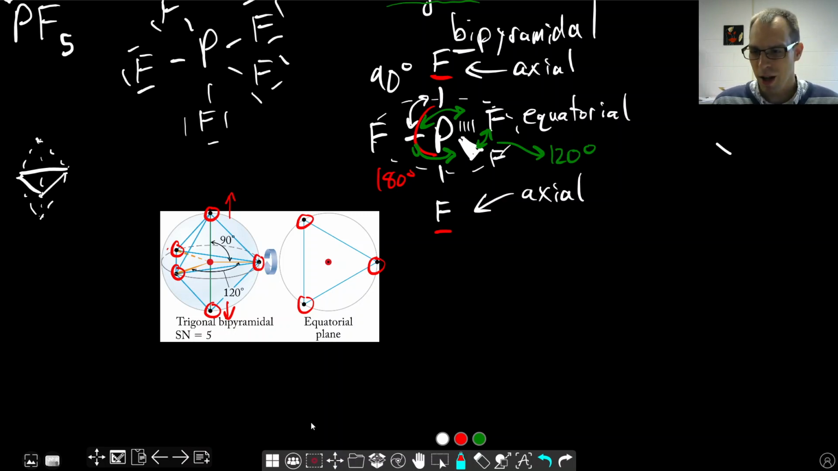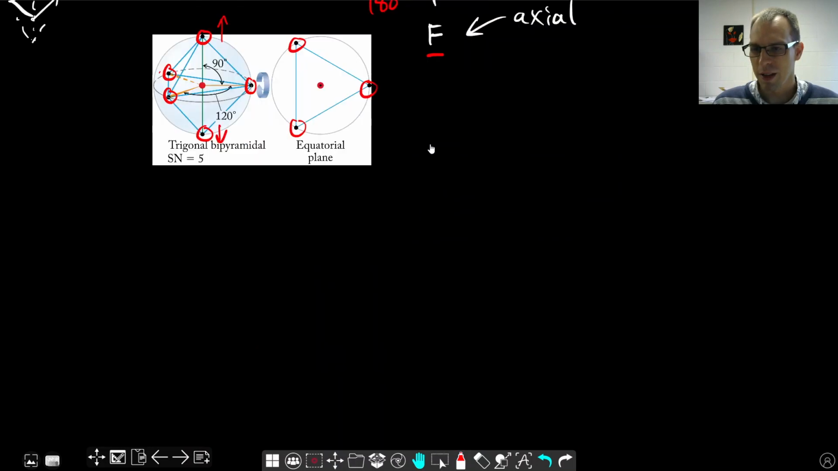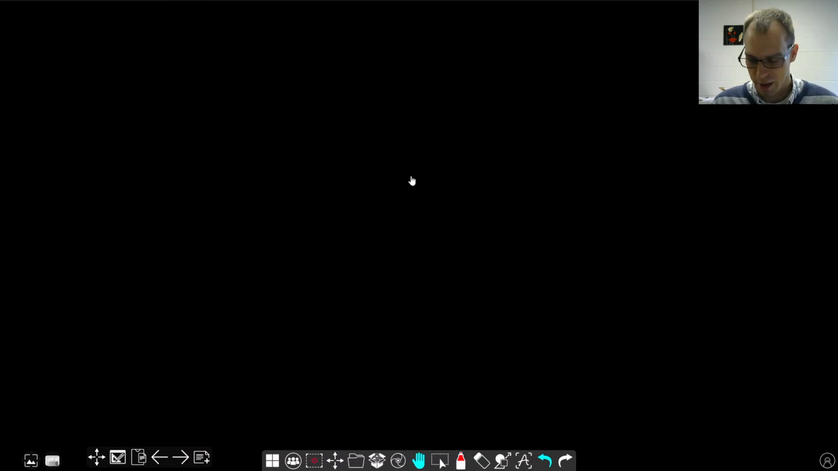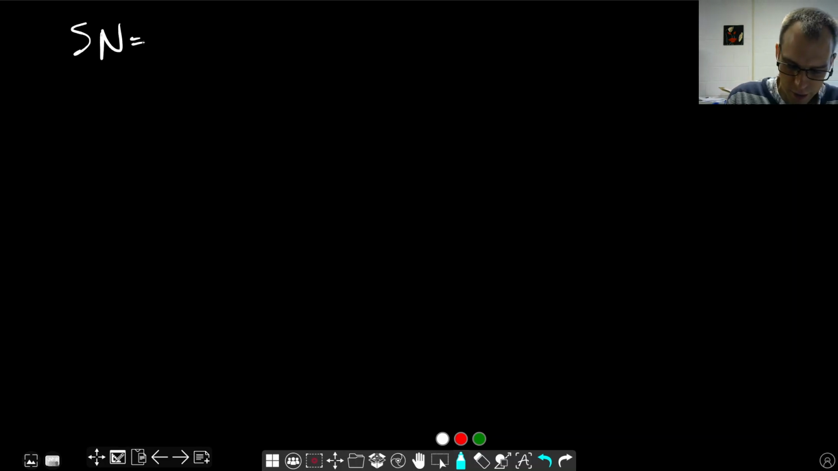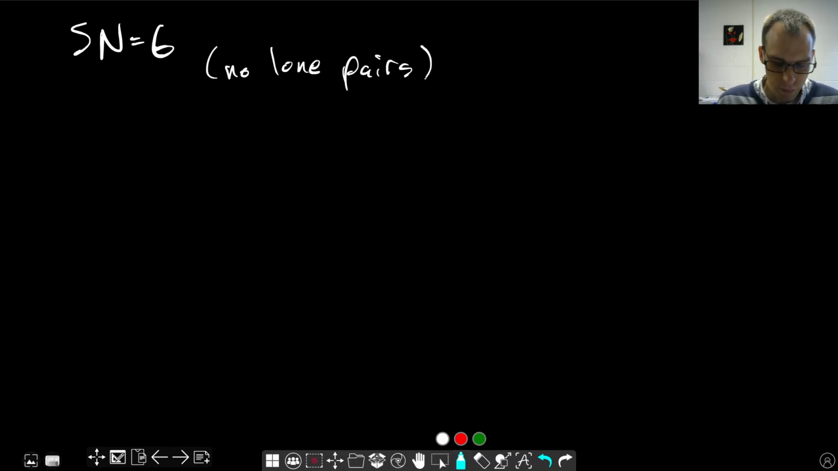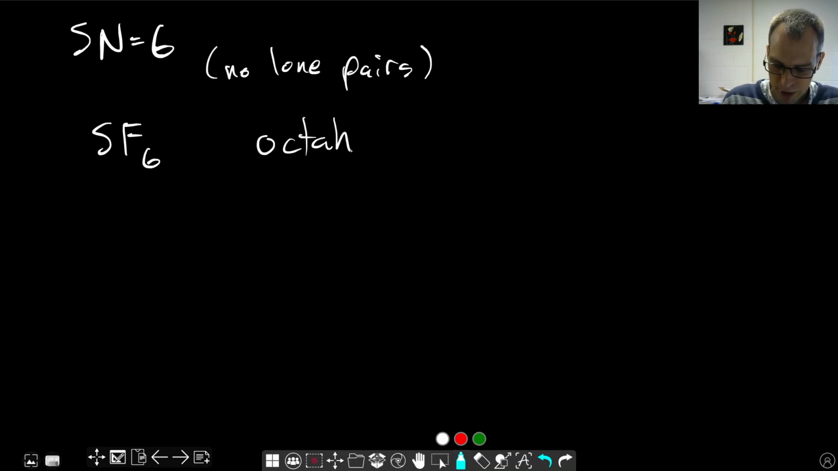Our final geometry for today is something that has 6 bonds. So Sn equals 6. Again, no lone pairs. So for today, we're not going to worry about lone pairs, but we'll get there. And this would be something like sulfur hexafluoride, SF6. All right? And so what is the geometry here? This geometry is what we call an octahedral geometry because it is shaped like an octahedron.